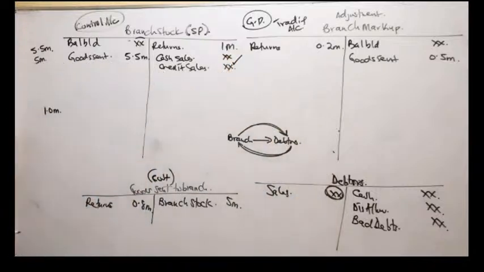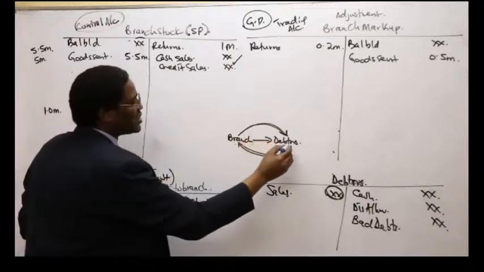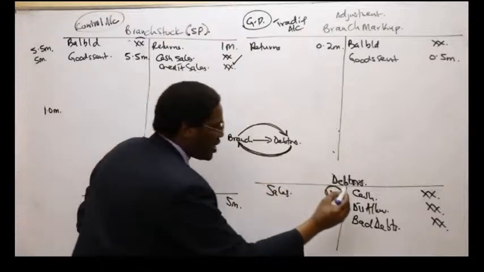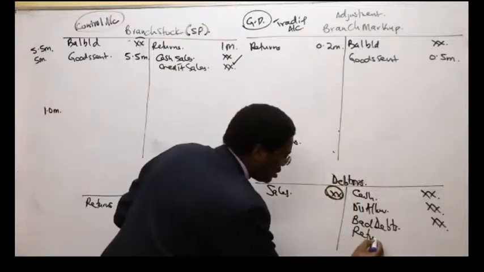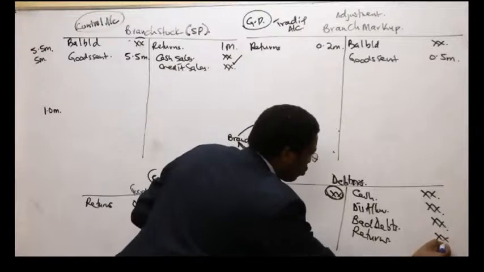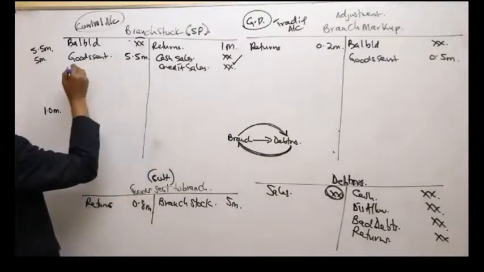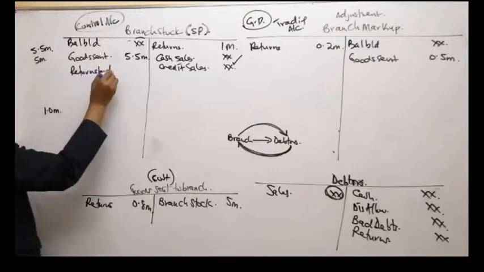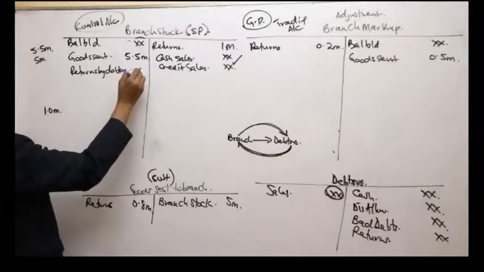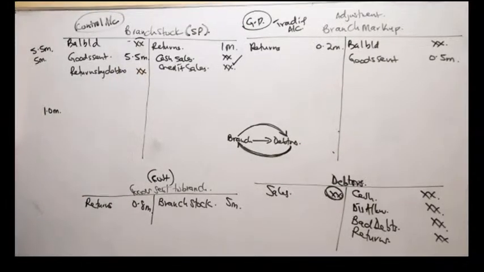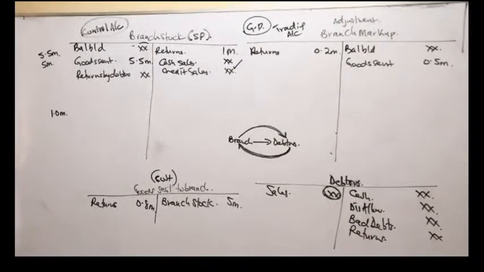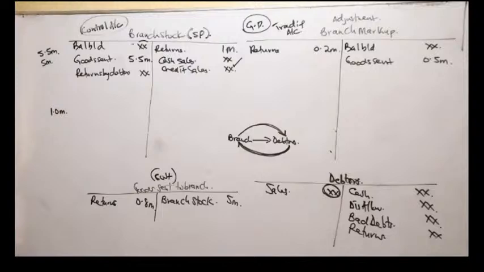Now that the debtor is returning them to the branch, I'm saying reverse the initial entry. So how do you reverse it? By crediting debtors, and of course you debit branch stock accounts. So with any returns by debtors, you debit branch stock and you credit debtors. That is to reverse the entry we made when the branch sold the goods to the debtor.